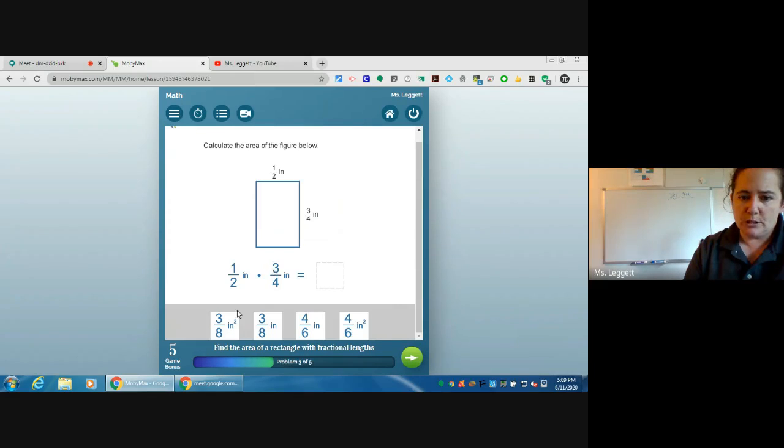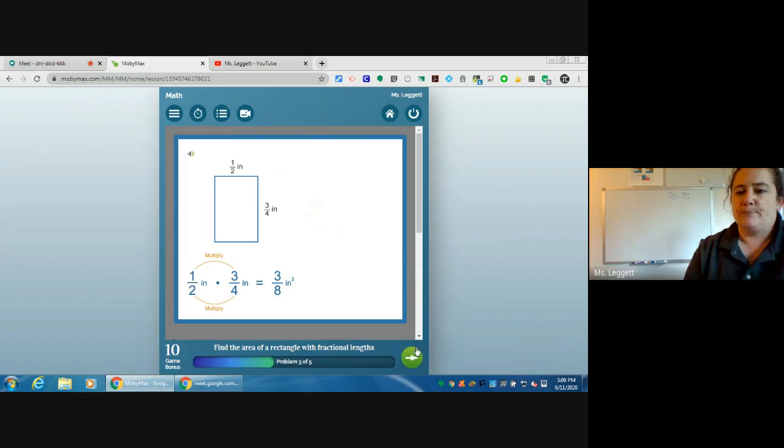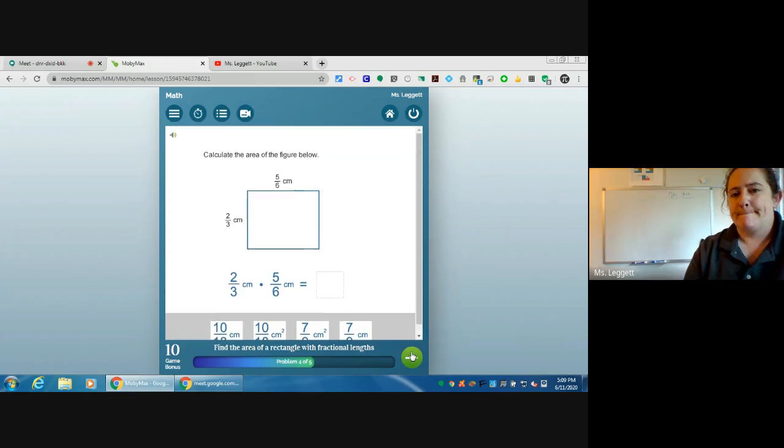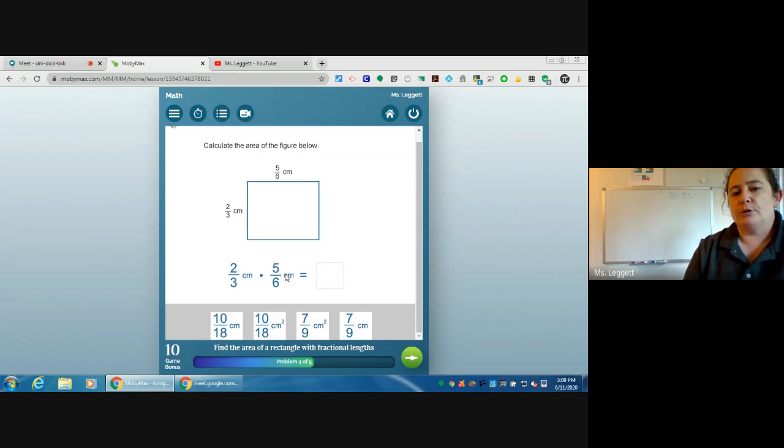1 times 3 is 3, and 2 times 4 is 8. But this one says inches, and this one says inches squared. So remember that area is always squared. Okay? Two-thirds times 5/6. 2 times 5 is 10. 3 times 6 is 18. This is the one that has centimeters squared, so please be careful.